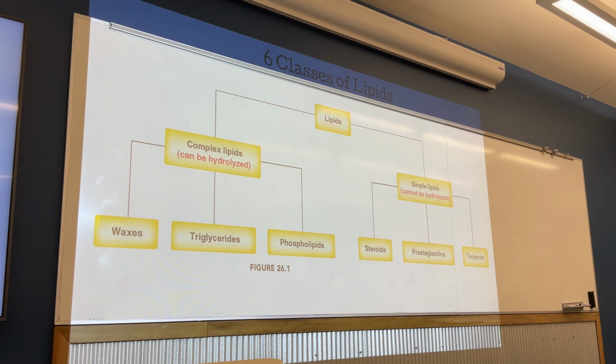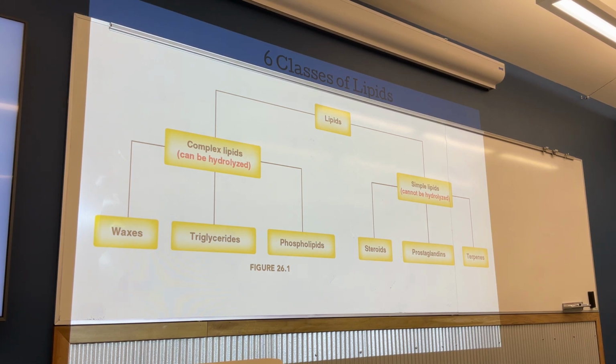So waxes: earwax, skin, lots of fruits and things have wax coverings. So wax is usually a protective lipid. Triglycerides are predominantly an energy lipid. Phospholipids are what make up our cell membranes. You've all heard about the phospholipid bilayer, right? So those are the main functions of these complex ones.